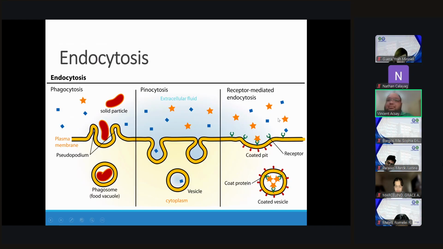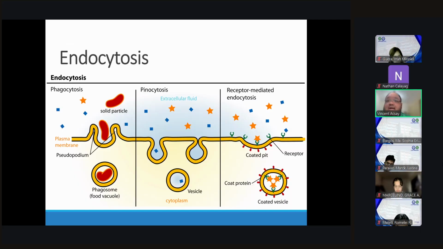So here's an example. Your phagocytosis has specific targets, such as a solid particle here. The plasma membrane wraps around the target molecule and then end-to-end joins to form a vesicle. In this case, a vacuole. So for endocytosis, you are taking in a specific molecule.